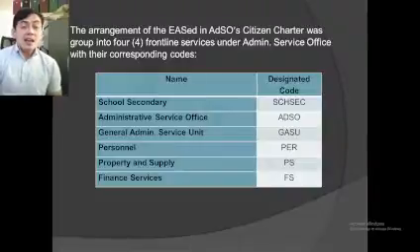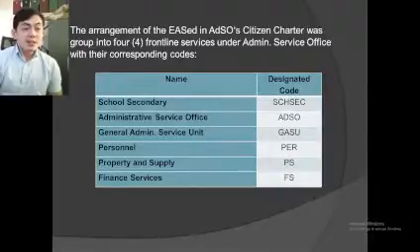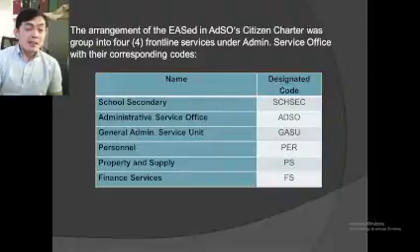Okay, I assigned the codes. For the secondary school, it is SCHSEC. Administrative Service Office, ADSO. General Admin Service Unit is the GASU. And then Personnel is the PER. Property and Supplies, PS. Finance and Services.